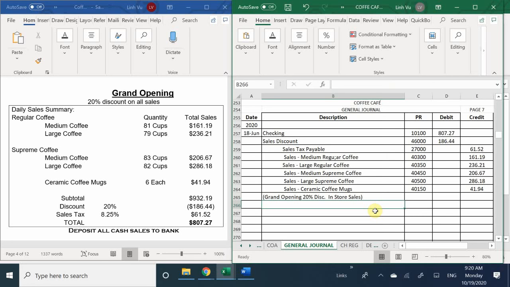Say that again. It's 807.27 plus 186, 993.71. But on the left side, the grand opening summary, the subtotal shows 932.19. That's before the discount. This is okay. Yes. Okay. All right. Is everything okay?